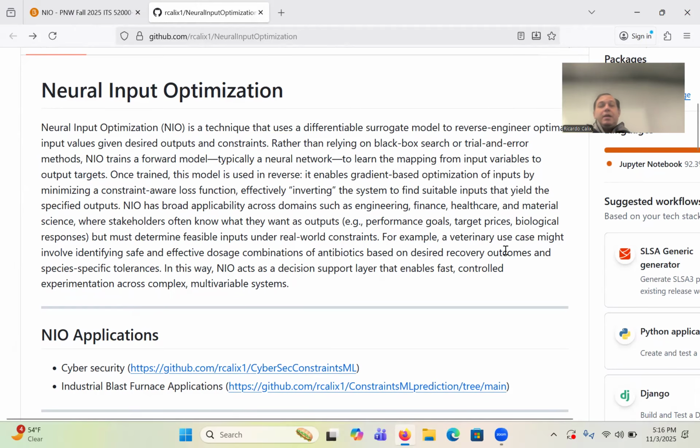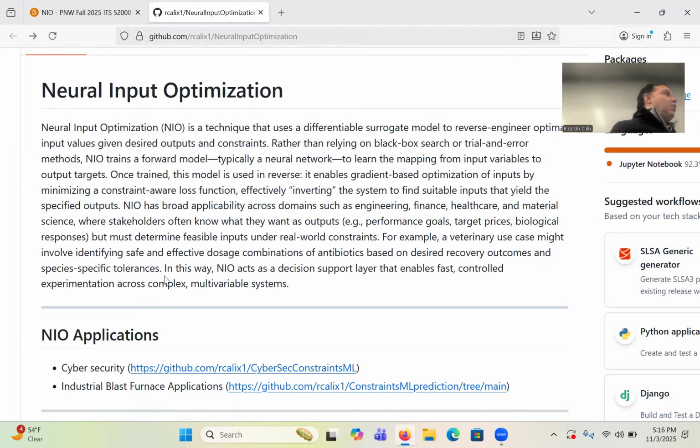For example, a veterinary use case might involve identifying safe and effective dosage combinations of antibiotics based on desired recovery outcomes and species-specific tolerances. So that's an important thing, right? So you're like, well, this is a dog, not a cat, or this is a bird, or this is, I don't know, fish, right? And so based on these characteristics of the output, you consider what would be the combination.